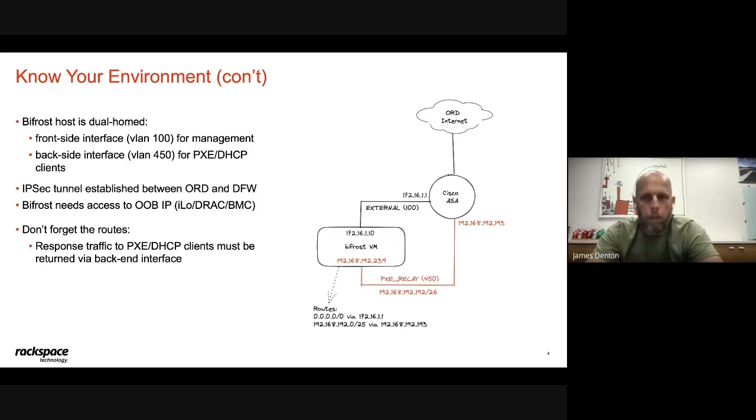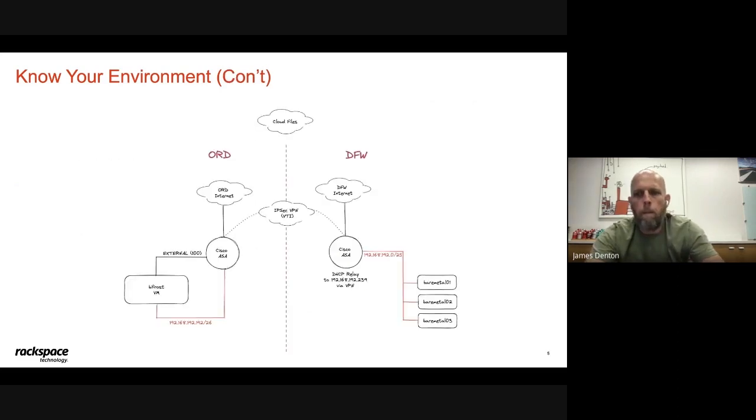So in this example, the clients will source from DFW from the 192.168.192.0/25 CIDR over the DHCP relay and over the tunnel. And the DNS mask on this Bifrost host will respond accordingly. So to summarize, we have these two data centers, DFW and ORD, and they're linked by an IPSec site-to-site VPN tunnel between two Cisco ASA firewalls.